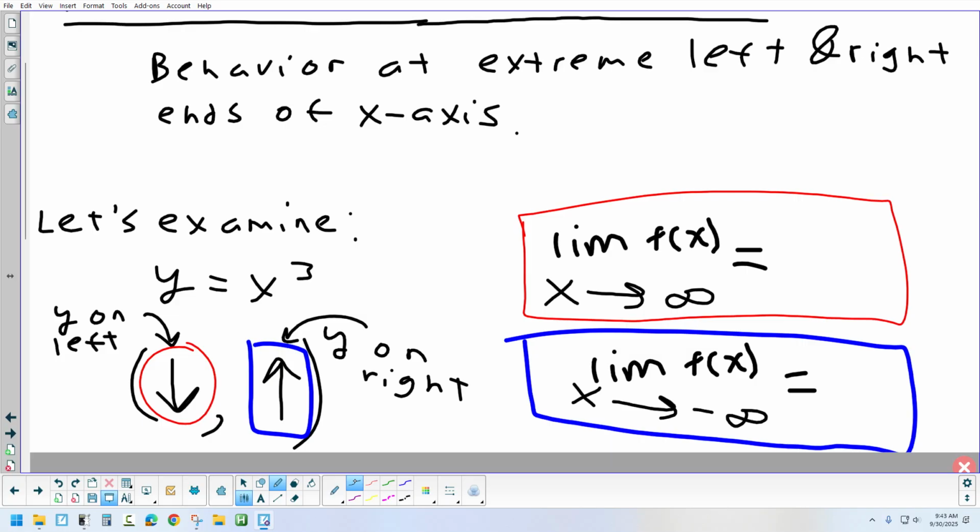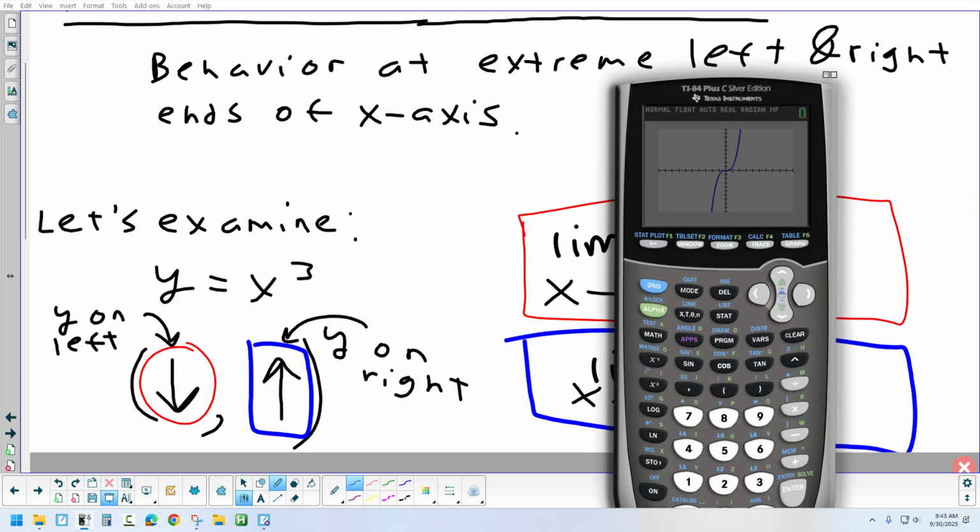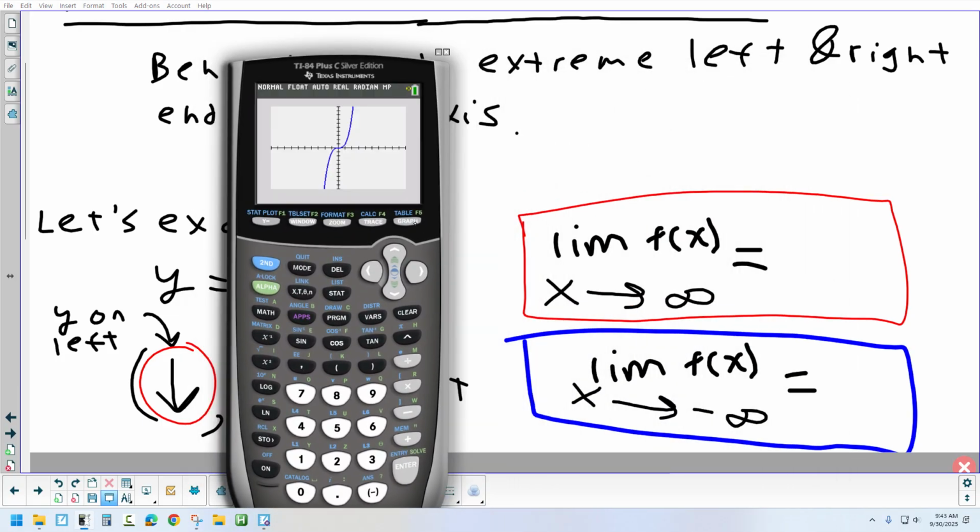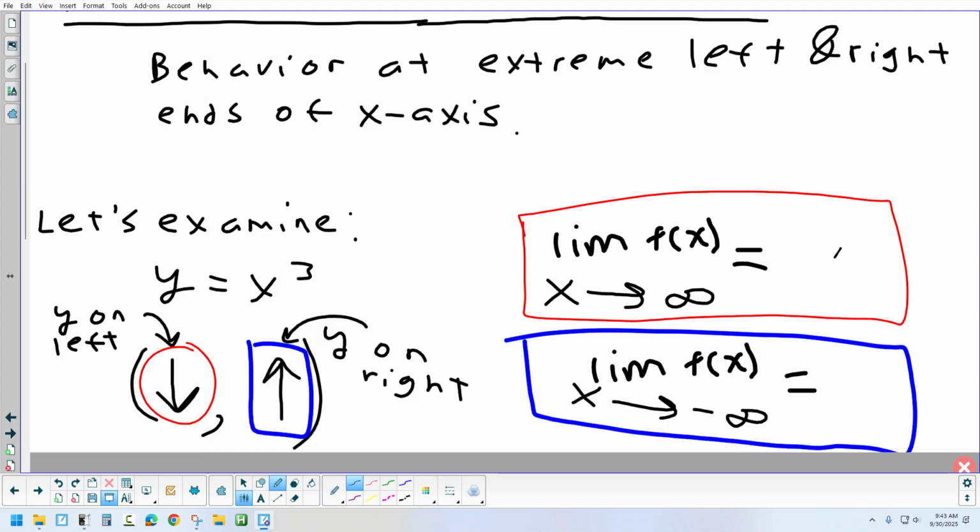So in this graph, what's happening to the y value as you head to the right? Ready? And what's it going up to? Infinity. That is the limit notation for describing what's happening.